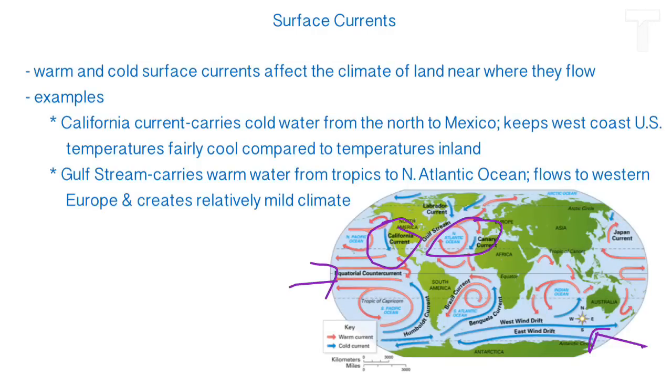And just a note, you do not have to draw this map. You may have already seen a picture of it. You don't need to draw it. Just keep in mind where the warm currents are and where the cold currents are.